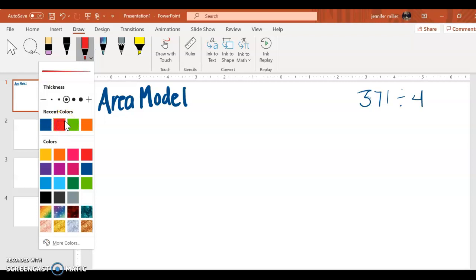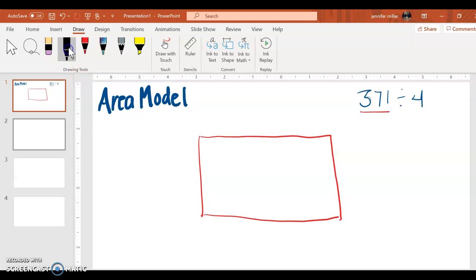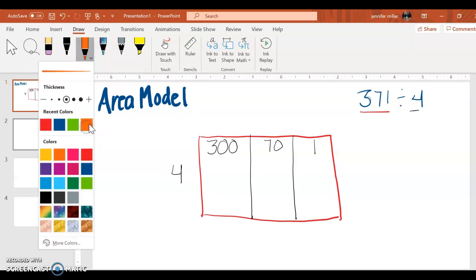So for this one, for an area model, remember you always start with your rectangle. We know that the area is the number of square units inside, and so in this case we already know how many square units are inside. There are 371, so we're going to decompose that 371. And our divisor is 4. So we are seeing how many times 4 goes into 371, or how many groups of 4.